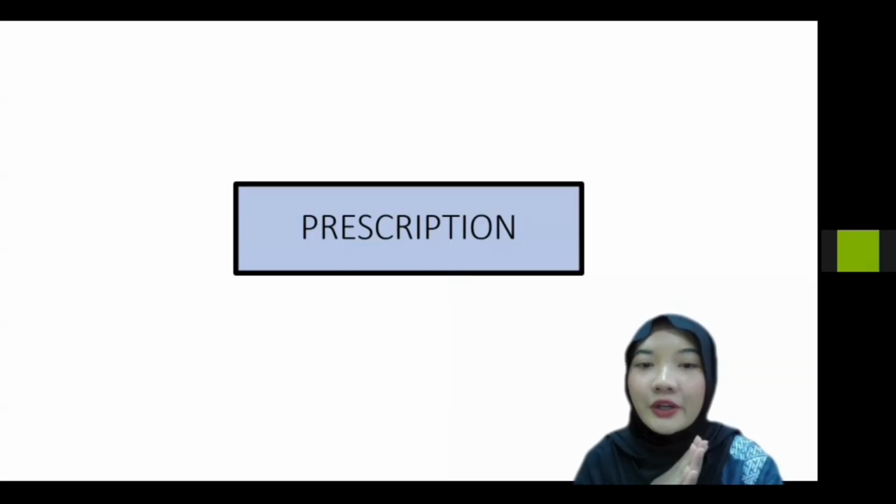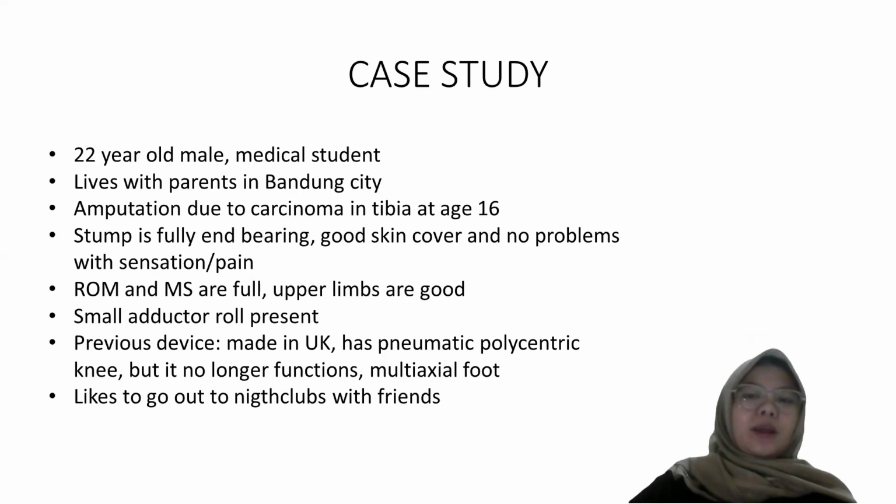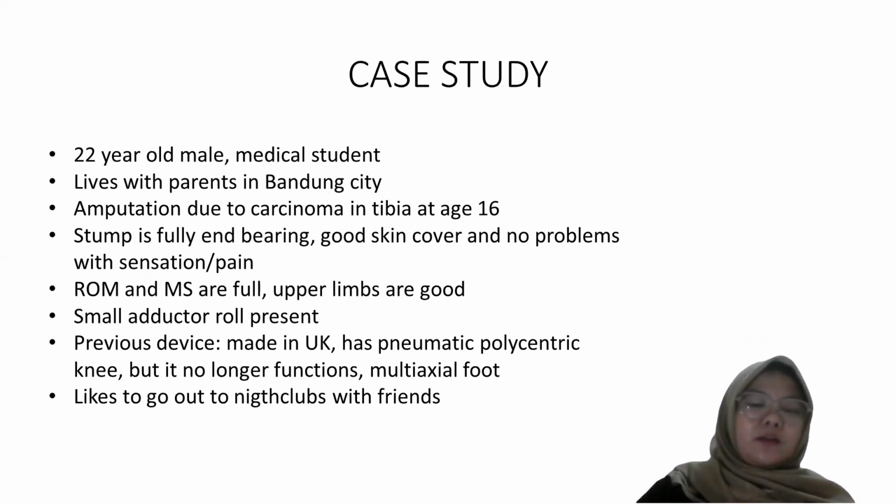Guys, for the next we have a small quiz based on the theory that we have already given. Okay, now please pay attention to the case study. The case is a 22-year-old male medical student living with parents in Bandung City, amputation due to carcinoma in India at age 16. The stump is fully healed, good skin cover and no problems with sensation, ROM and muscle strength are full, upper limbs are good, small adductor roll present. Previous device made in UK has a pneumatic polycentric knee, but it no longer functions, and the foot is a multi-axial foot. Likes to go out to nightclubs with friends.